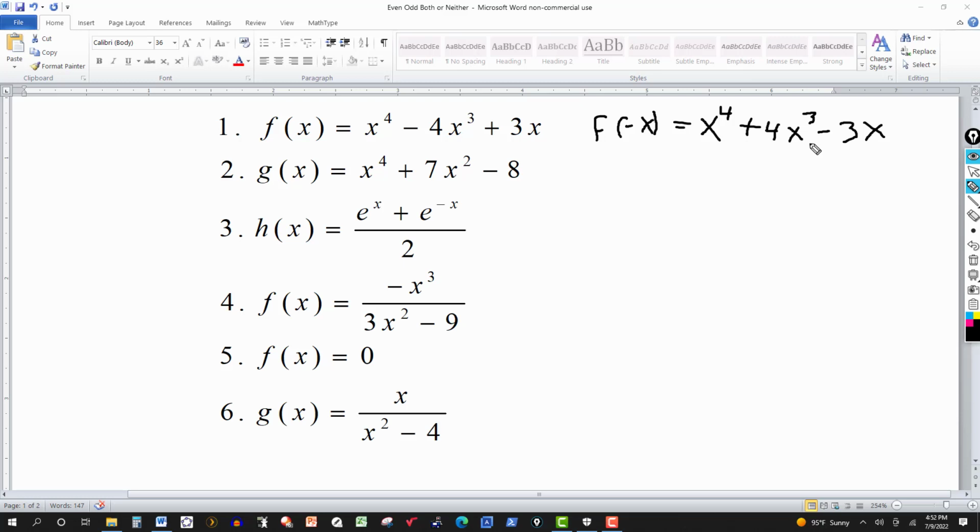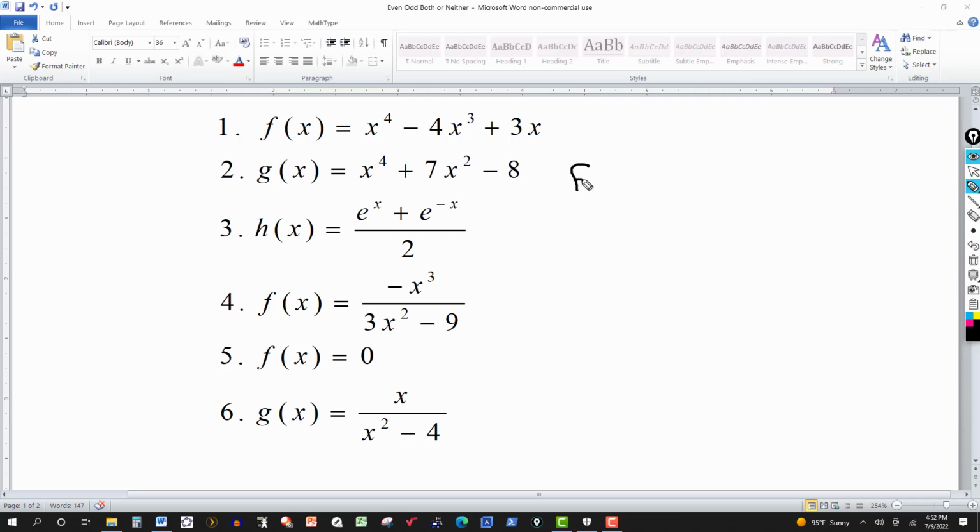So it's not even. Now if you get the same thing back multiplied by a negative, or the opposite of what you started off with, then it's odd. Well, we didn't get the opposite of what we started off with, because otherwise you'd have a negative here. And these signs would be changing. The first one then is neither. It's neither.